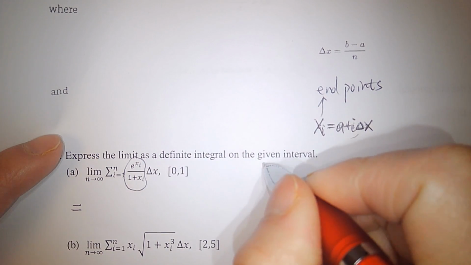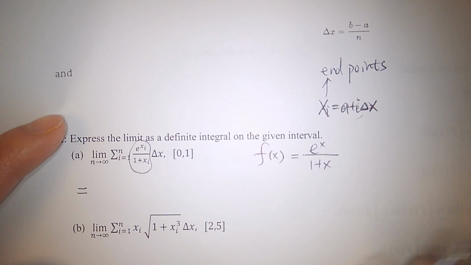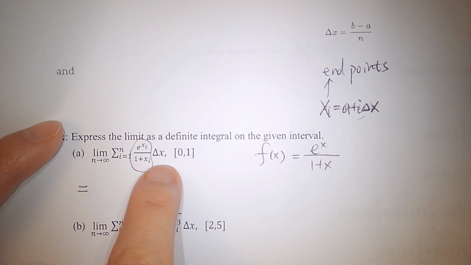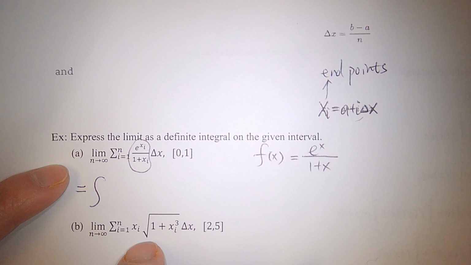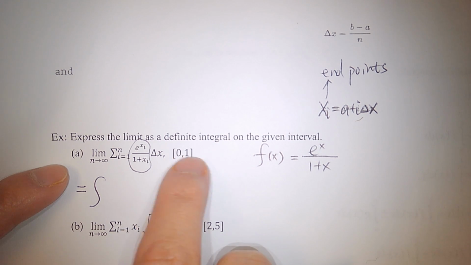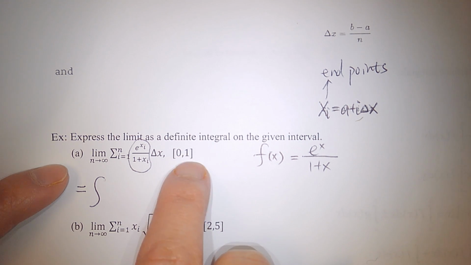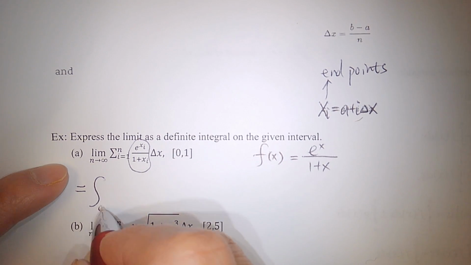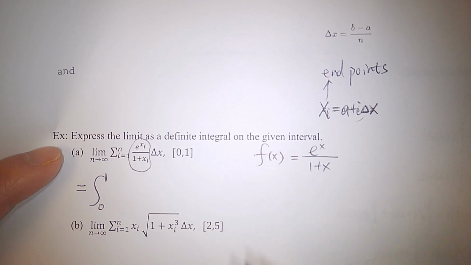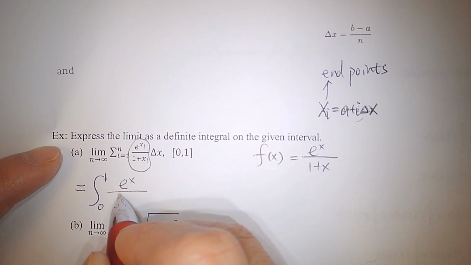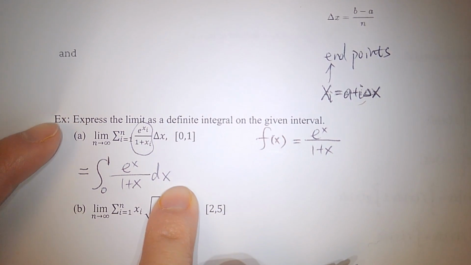This will be our f of x, right? f of x equals what? e to the x over 1 plus x, right? So how do we use a definite integral to rewrite this limit? For a definite integral, we must write an integral sign. What are the a and b values? Are they given? a and b are the endpoints from the given interval, right? What is a? 0. What is b? 1. And what is f of x? Given here, e to the x over 1 plus x, right? And then we do not write delta x, we write dx.